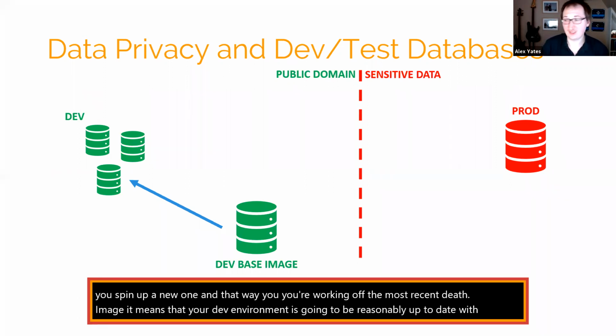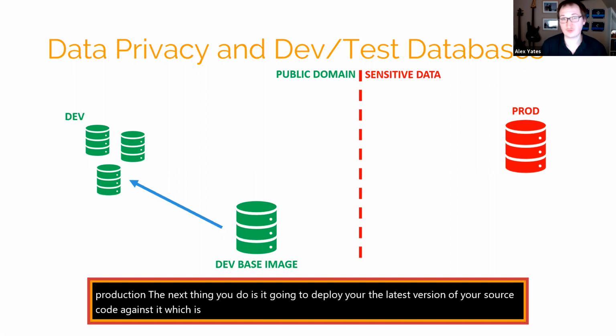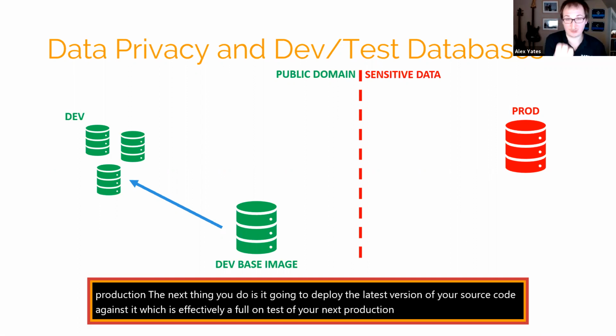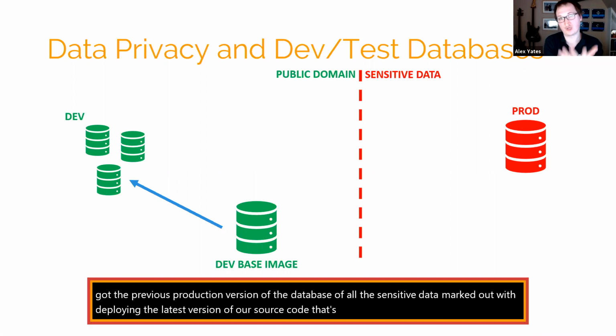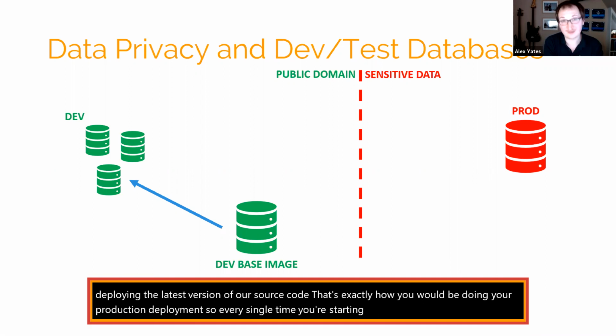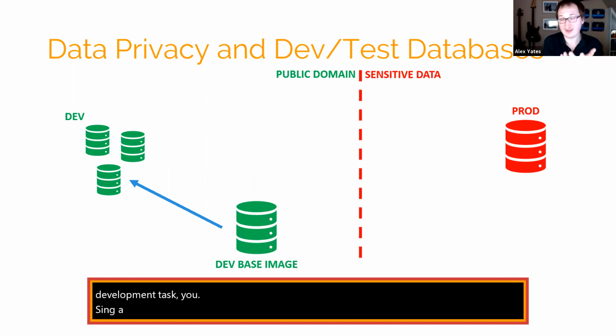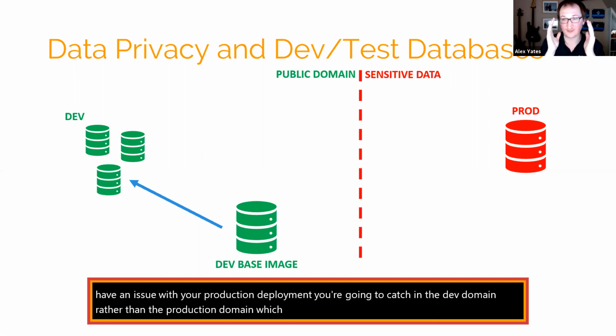The next thing you do is deploy the latest version of your source code against it, which is effectively a full-on test of your next production deployment, because we've got the previous production version of the database with all the sensitive data masked out. We're deploying the latest version of our source code. That's exactly how you would be doing your production deployment. So every single time you're starting a new development task, you're practicing a production deployment. And I'll tell you what, if you're going to have an issue with your production deployment, it's far more likely you're going to catch it in the dev domain rather than the production domain, which is great. It's going to give you a huge amount more reliability when it comes to production deployments.